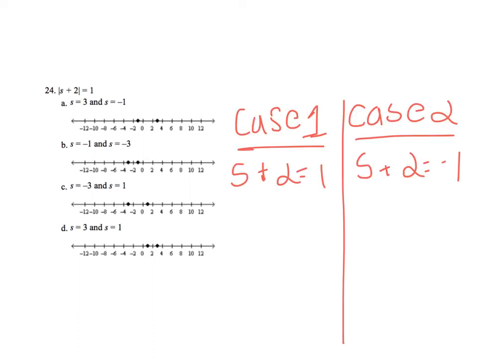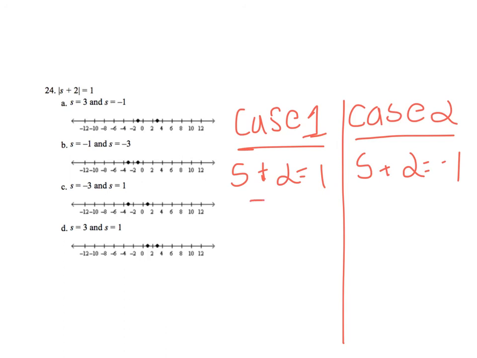So I went ahead and set up our two cases here. I got s plus 2 equals 1, and then I also set it up to negative 1, so s plus 2 equals negative 1, because we know the absolute value is the distance from 0, and there's two options for that. That's why we go positive for case 1 and negative for case 2. And then we just solve for s on both sides.